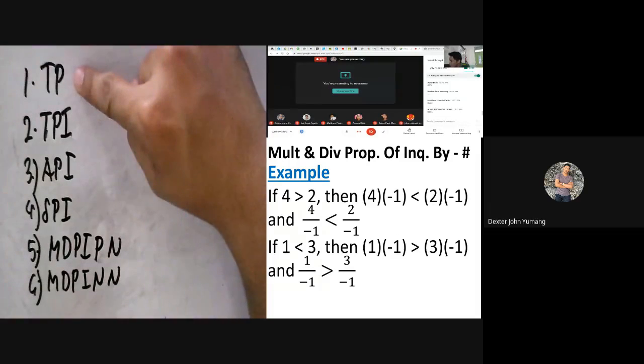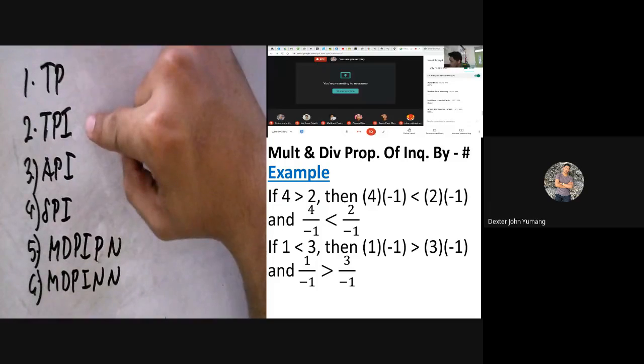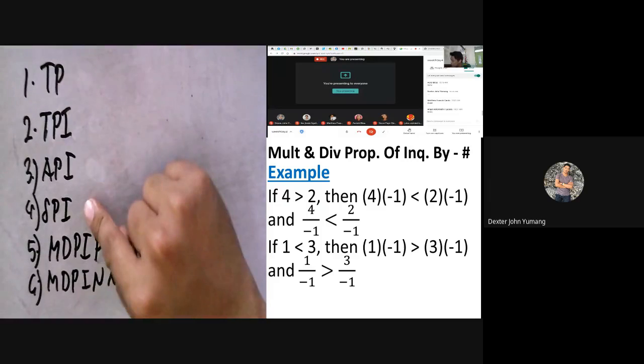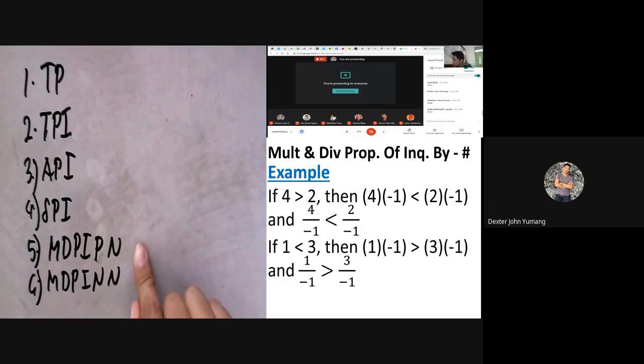Trichotomy property, yung property na kung saan isa lamang ang true. Transitive property, kung ang A less than B, ang B less than C, therefore si A at saka C less than din. Addition property inequality, anong i-add sa kabila, yun din yung i-add sa right side. Subtraction property, kung anong i-subtract sa left side, ganun din po i-subtract sa right side. Multiplication division property of inequality by positive numbers, ang focus, positive number. Kapag nag-divide ka ng positive or nag-multiply ka ng positive, dapat i-multiply din sa left and right side.